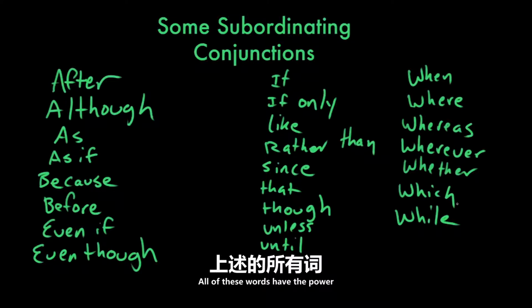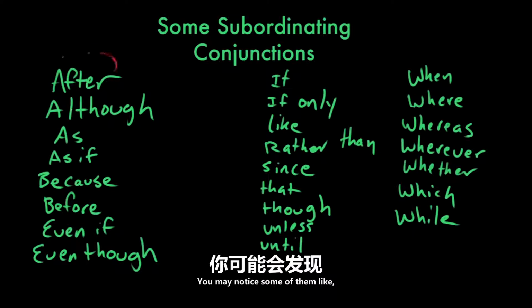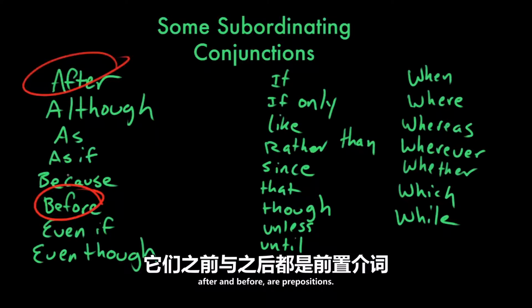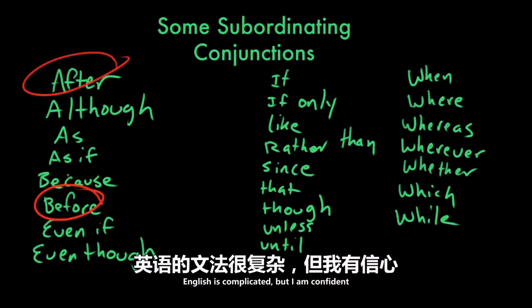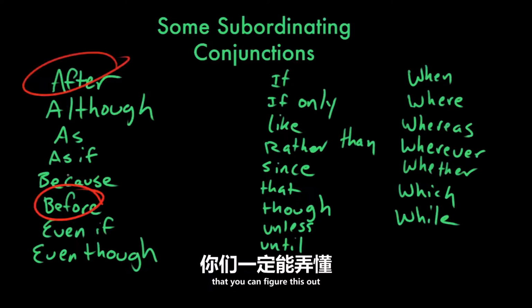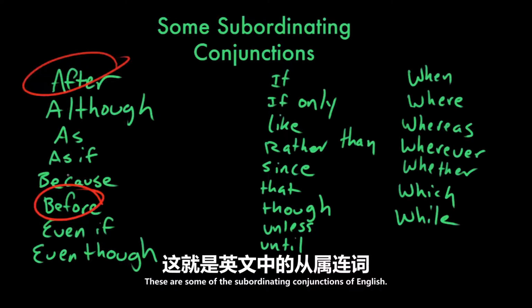All of these words have the power to unite independent and dependent clauses. You may notice some of them, like after and before, are prepositions. They can be used in many ways. English is complicated, but I am confident that you can figure this out because you can learn anything. These are some of the subordinating conjunctions of English.